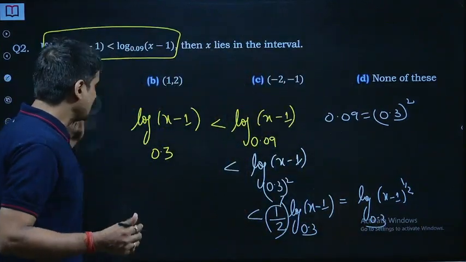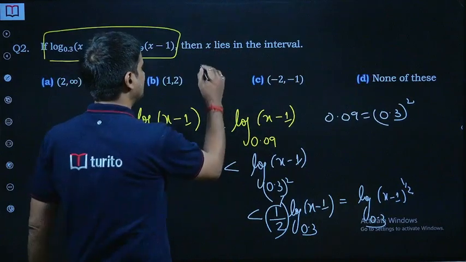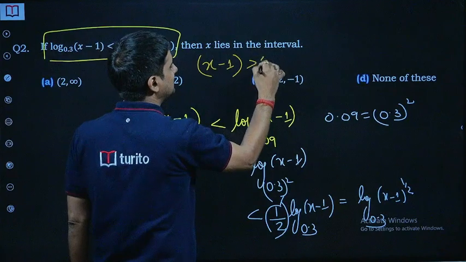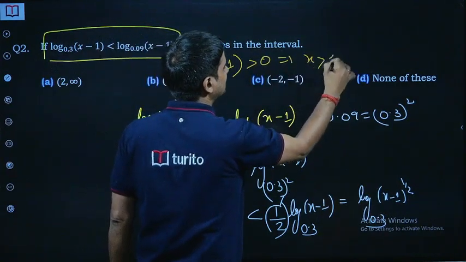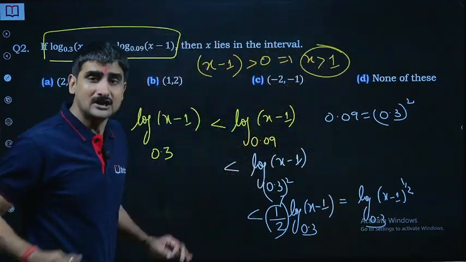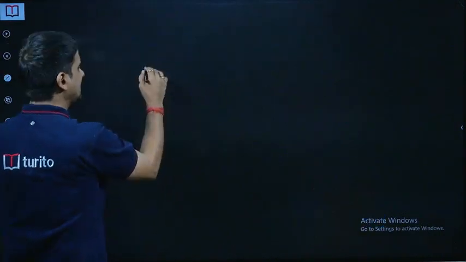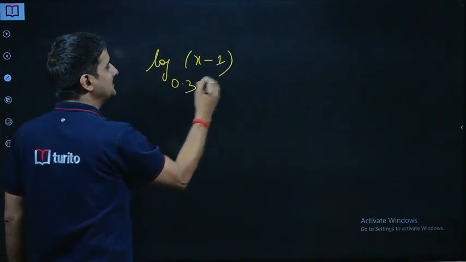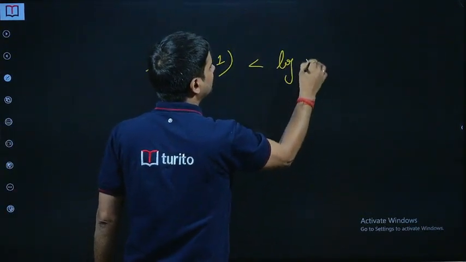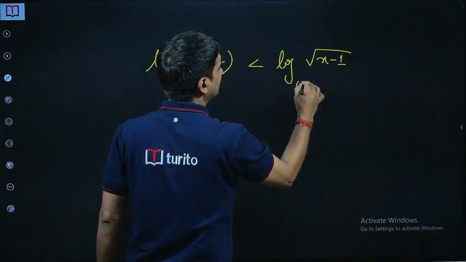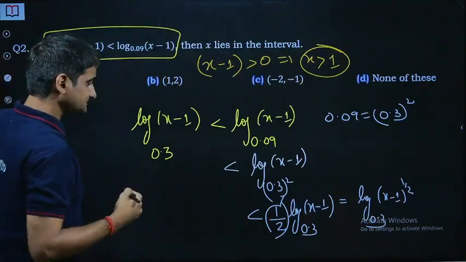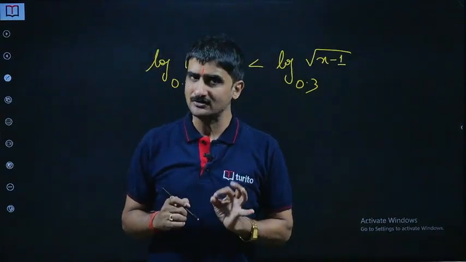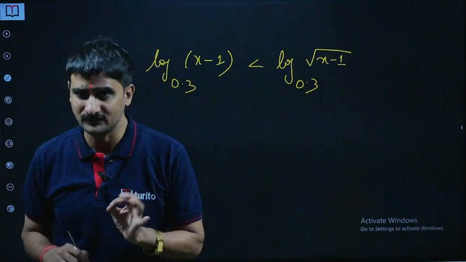And before solving it, we should use the domain condition. The domain for log is that its input should be greater than 0, so x should of course be greater than 1. Never forget that. Now we come to the basic point: log of x minus 1 to the base 0.3 is less than log of root of x minus 1 to the base 0.3. See, log is a one-one function.